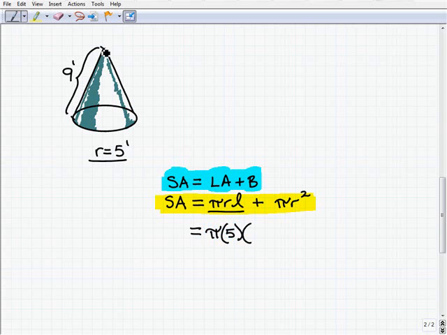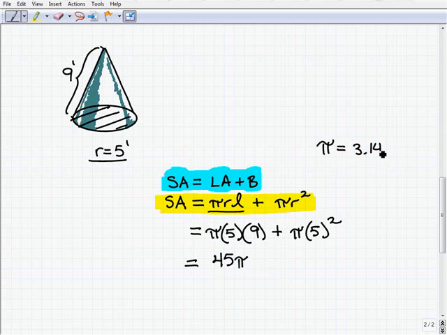From the bottom to the top, kind of the same idea as the pyramid. You can see that that sideways length is 9, plus pi r squared, and that's just the area of the bottom here. So pi r squared will be 5 squared. Let's take a moment and work this out. I'm going to start you off by saying 5 times 9 is 45 times pi. Now we just use 3.14 as the value of pi, plus 5 squared is 25 times pi.